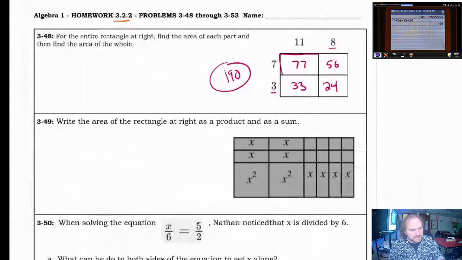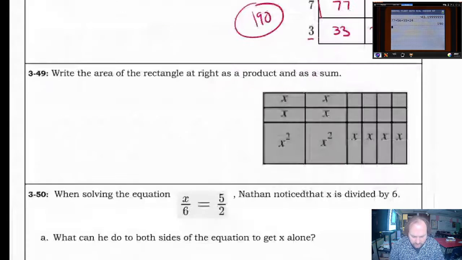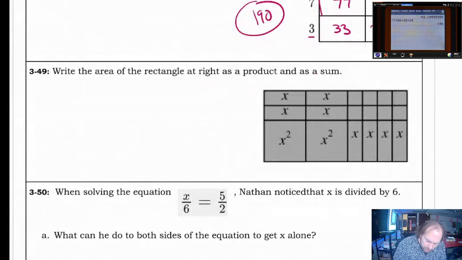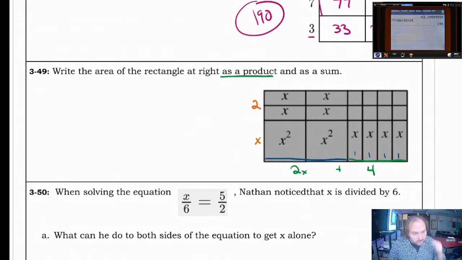Okay, let's take a look at the next problem here. It's very similar to what we did today in class. Write the area of the rectangle as a product and as a sum. As a product would mean that we know what the dimensions are. So if you're looking along here, you've got 2x plus 4. The 2x comes from the two x squared tiles right next to each other, and the 4 comes from the 1, 2, 3, 4 that you've got down below. The other side is going to be x plus 2, since you have an x over on this side, and you have 1, 2 right there.